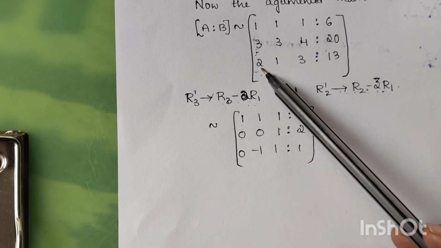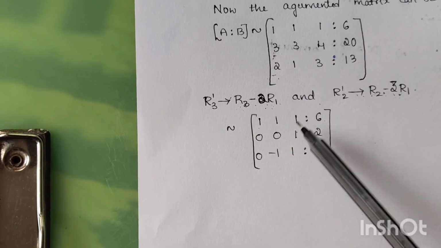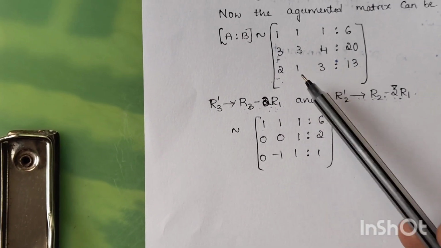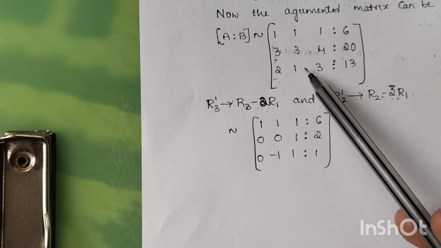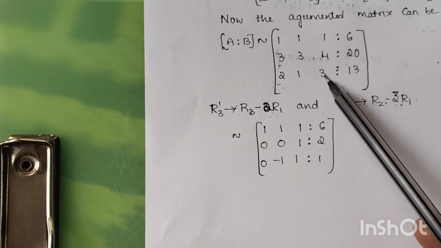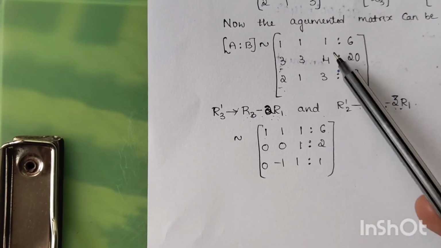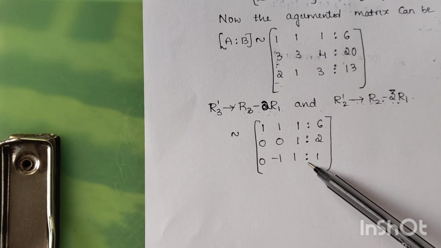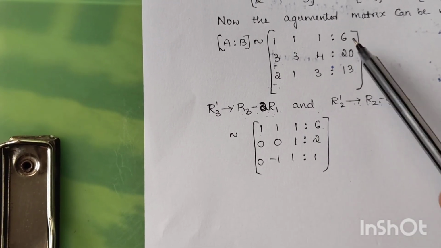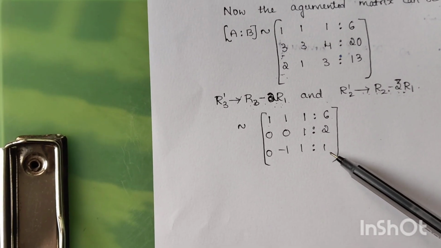Next, the third row, R3 minus 2 times R1: 2 minus 2 times 1 is 0. Next, 1 minus 2 times 1, that is 1 minus 2 is minus 1. Next, 3 minus 2 times 1 is 1. Next, 13 minus 2 times 6, that is 13 minus 12, which is 1.